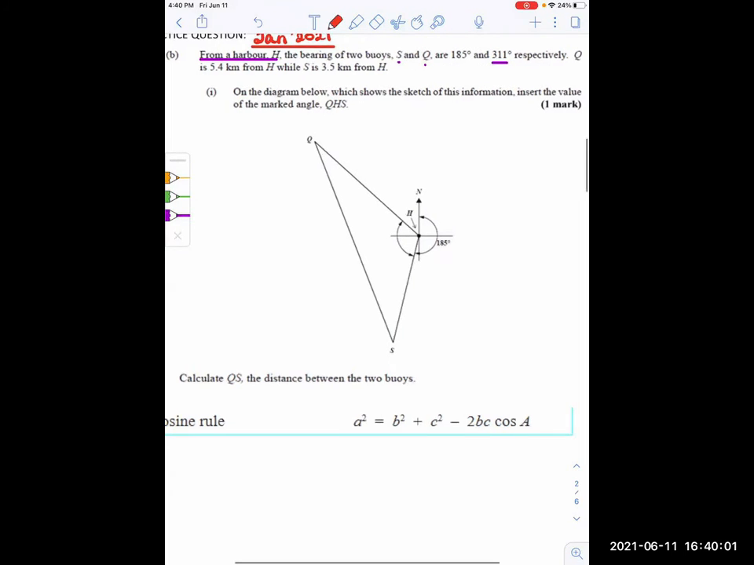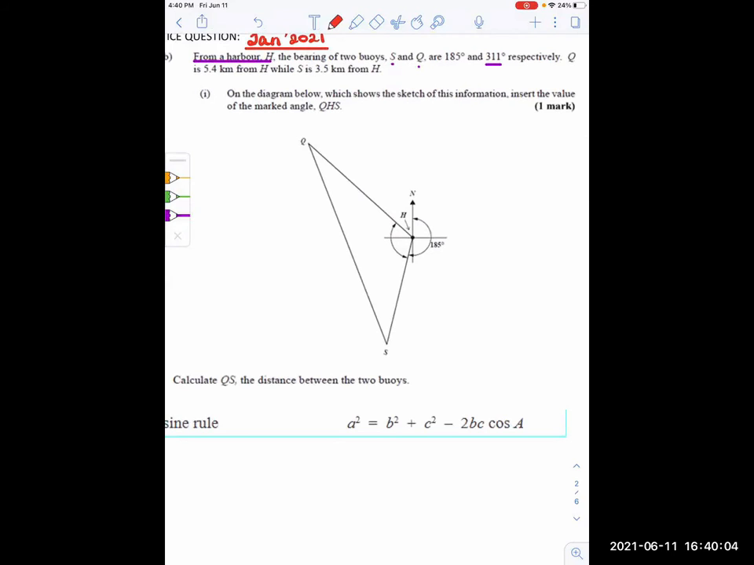So Q is 5.4 kilometers. So we label here 5.4 kilometers. S is 3.5 kilometers. And well, if the entire angle, this is what I have here. This entire angle here is 311. And this part here is 185. So the part at H will be 311 minus 185. Here would be 126.